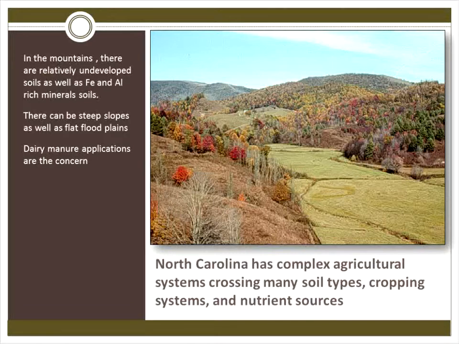So let's start with the mountains, which has really complex agricultural systems with lots of different crops. A lot of vegetable crops are grown. In the lowlands near the rivers, we have Christmas tree production on the mountain slopes, and we have some dairy in the region.